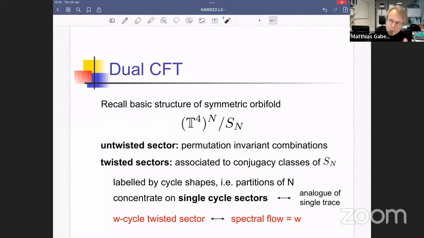But for the first half an hour or so, we are just going to talk about the symmetric orbifold. And from the point of view of the symmetric orbifold, you don't know anything about spectral flow. The only thing you know is that you have these w-cycle twisted sectors. Now, the question is, how do you calculate correlation functions of states that sit in this w-cycle twisted sector?